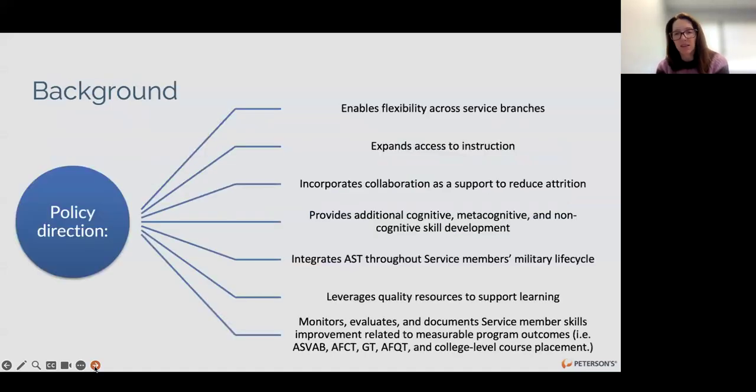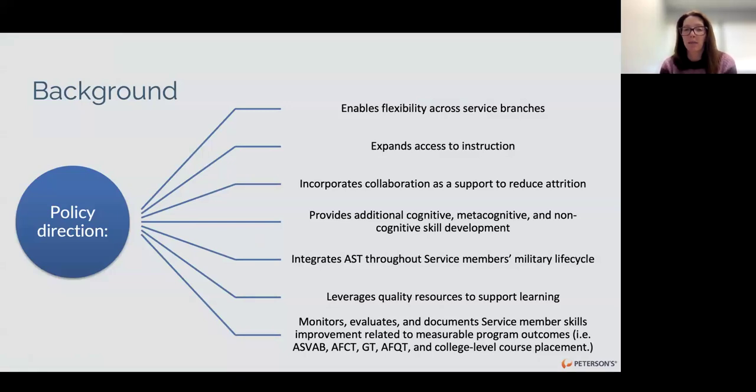And then the other thing that's very important to us is that we're following policy direction, and that we're not just creating this to create something. What are the reasons for creating it? We have our purpose, and we also have our direction directly from policy. So we want to enable flexibility across service branches for learning, expand access to instruction. We want to incorporate collaboration as a support to reduce attrition.